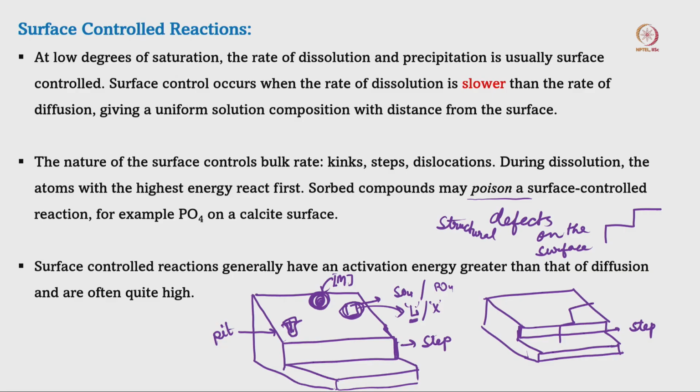And surface controlled reactions generally have a higher activation energy than the diffusion controlled reactions, and they are often very high. In general it is seen that their values are generally very high in nature. So, these are the surface controlled reactions, that means it depends on the surface of the mineral, whether there is a kink, whether there is a step, whether there is any dislocation, whether there is any pit, whether there is any other adsorbed kind of ions there. So, that controls the surface controlled reactions.